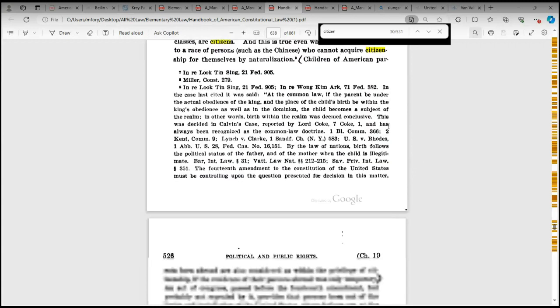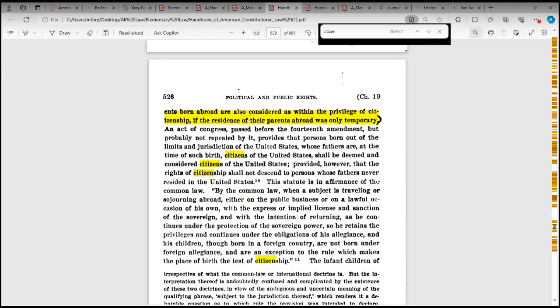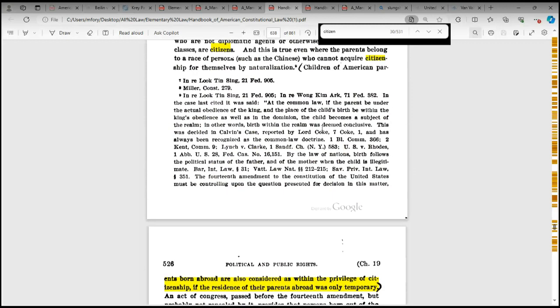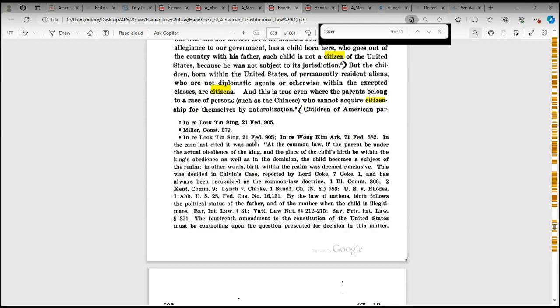Children of American parents born abroad are also considered as within the privilege of citizenship if the residence of their parents abroad was only temporary. So that's also key too. I want to read this right here. This is the Wong Kim Ark. So this is annotation to what I just read. It says in Lu Ting Sing, so it's another Chinese case, and Wong Kim Ark, right?